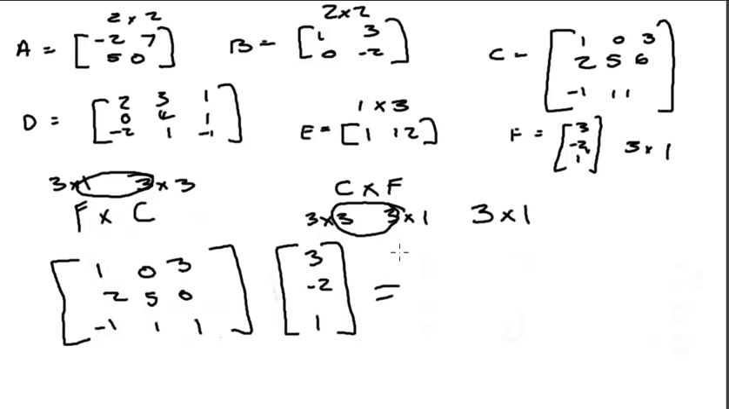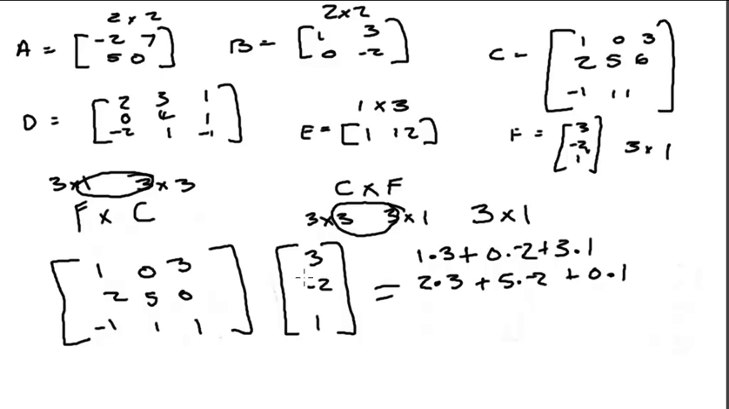So I take 1 times 3, so the first one times the first one, plus 0 times negative 2, plus 3 times 1. So I multiplied the first row times the first column, and in my answer matrix, that's going to go in the first row, first column position. Now I'll take the second row times the first column. I get 2 times 3 plus 5 times negative 2 plus 0 times 1. I took this row times this column.